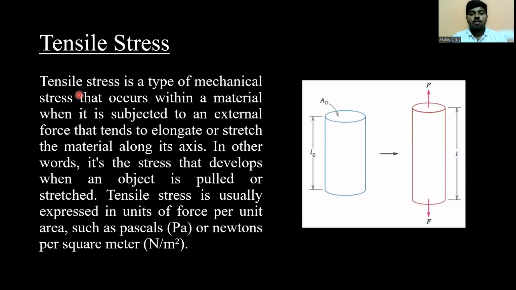Tensile stress is a type of mechanical stress that occurs within a material when it is subjected to an external force that tends to elongate or stretch the material along its axis. In other words, it is a stress that develops when an object is pulled or stretched. Tensile stress is usually expressed in units of force per unit area, such as pascals or newtons per square meter.